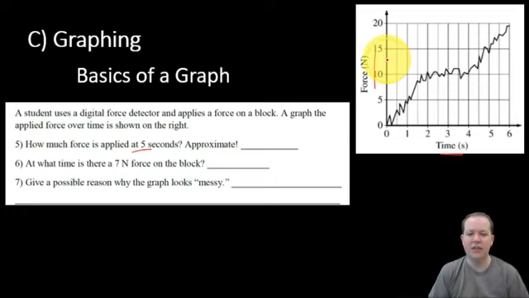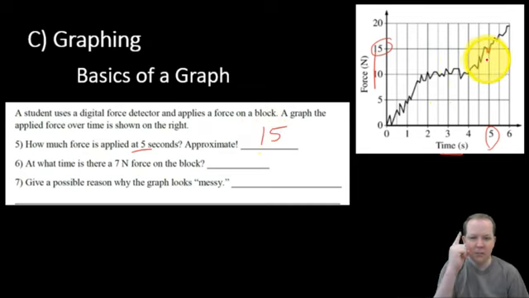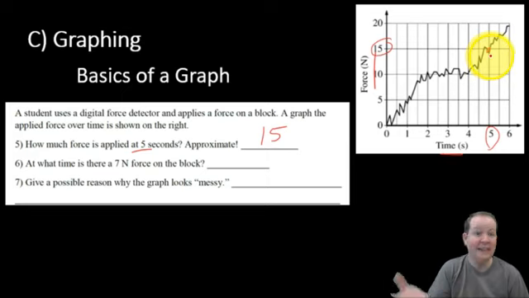So this first question is asking how much force is being applied at the 5-second mark. So 5 seconds, okay, I go to that spot on the x-axis, I go up, and right about here, what does that look like? It looks like it's about 15. Again, this is a messy graph, so sometimes you got to use your noodle. Okay, what would be the approximate value? It looks like it's maybe slightly below 15. If you put 14.9, that's okay.